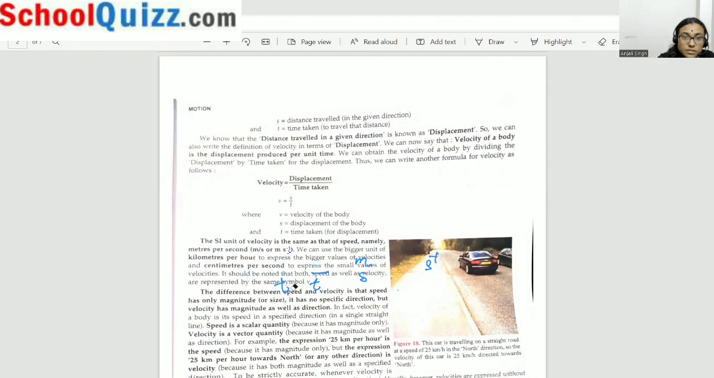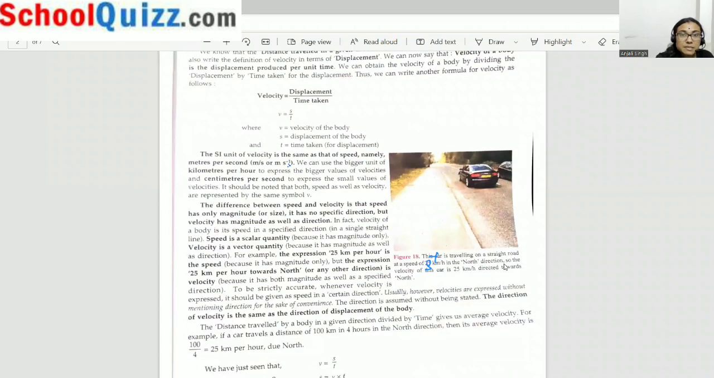Now, as I told you, velocity is the displacement upon time taken. You can see the formula is also given in that form. The SI unit is also written like that: meter upon second, or you can say meter per second. The second will go upside, so that will be in the form of meter second to the power minus 1.